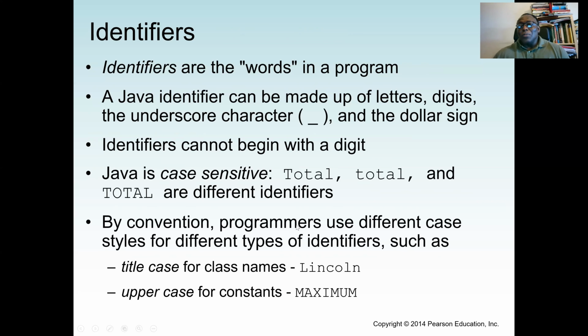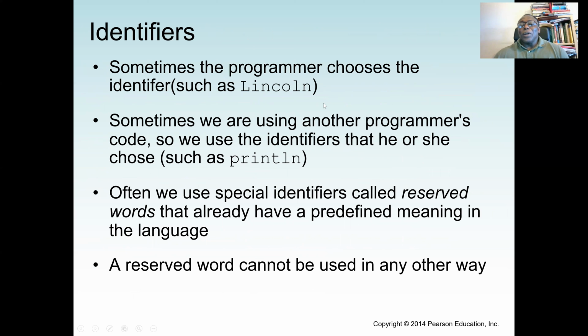And also, by convention, programmers can use different case styles, it's up to you. For example, I can name it Lincoln, starting with uppercase and the rest lowercase, or I can just use LINCOLN, everything uppercase, etc. It's up to you. But normally when we declare a variable and the variable is a constant, we use uppercase. This is a convention, not a rule. It's just a common practice. Sometimes the programmer can choose the identifier, such as Lincoln. But sometimes the identifier, for example, here we have a method named println, is already in the system, built in. It's in a Java library file, or we use the term package.